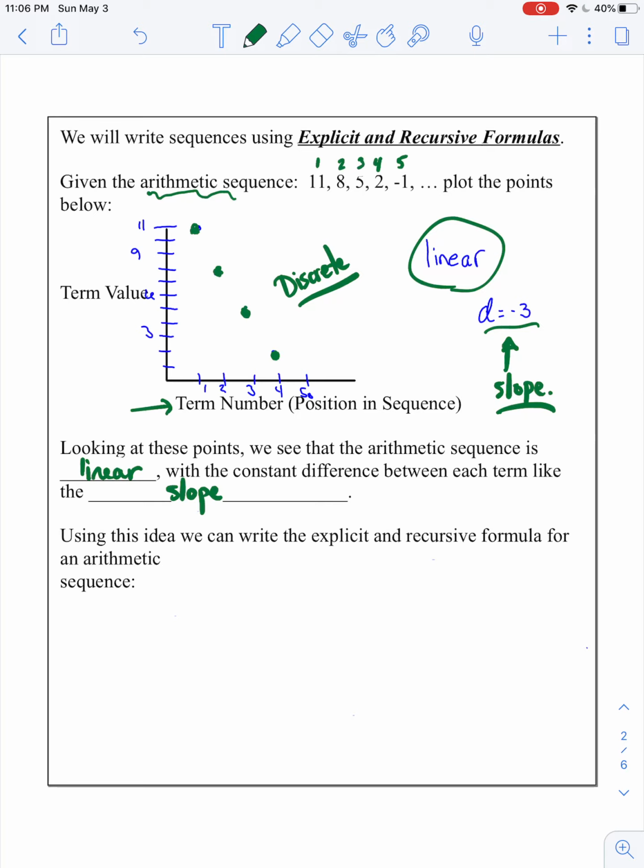If we think about the equation of a line, we know that one equation for a line is y equals mx plus b, where m is the slope and b is the y-intercept. The thing we have to be careful of here is that we are starting with term 1, not term 0, so we don't actually have the y-intercept. We could go back and figure out what it is, but a lot of times instead what we do is we write our formula like this.